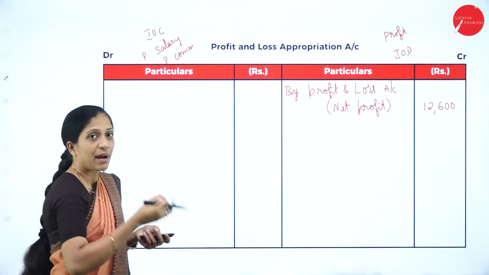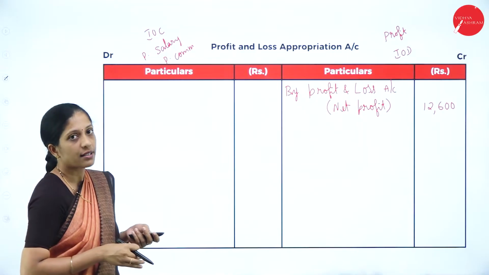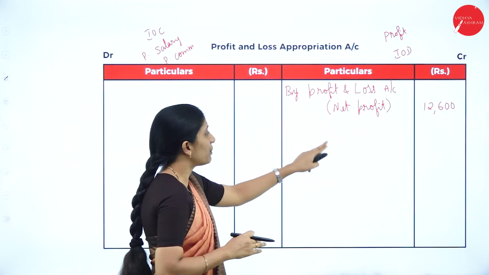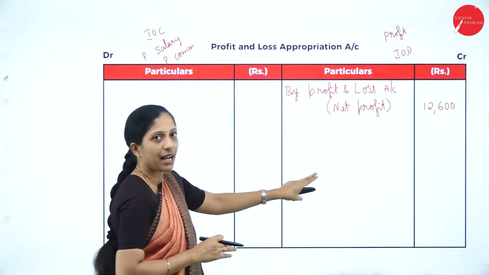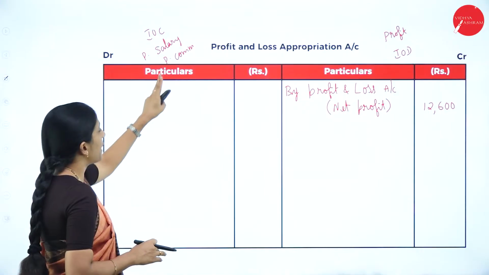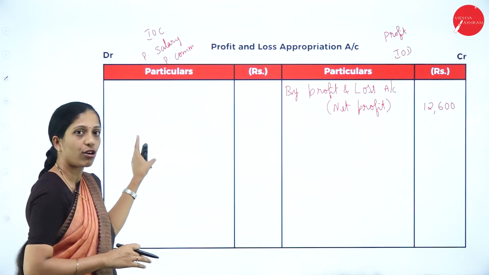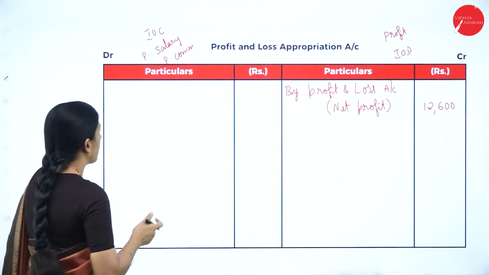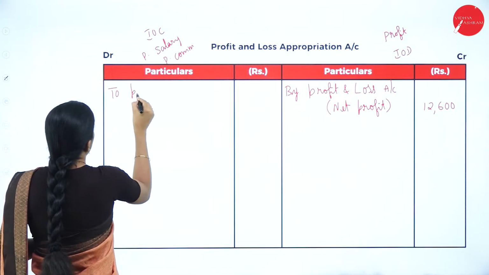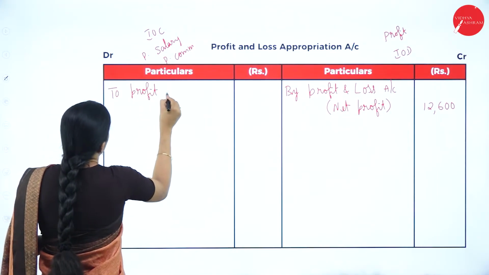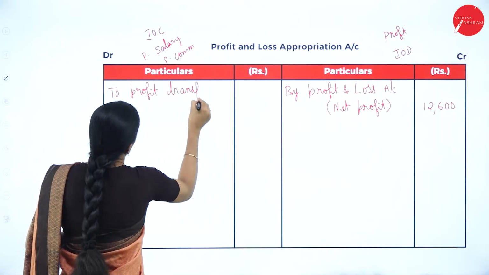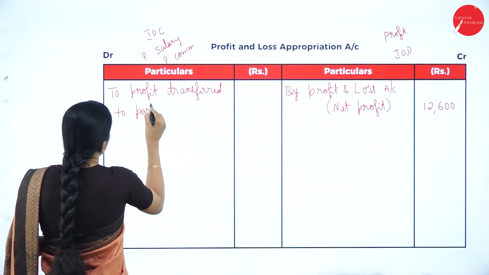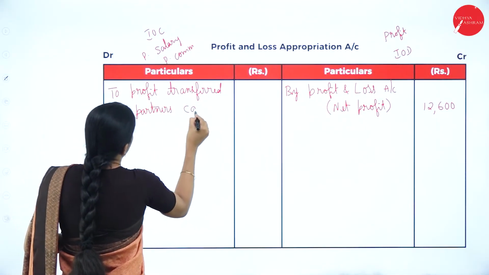So what you have to do? Now you have to balance, and the balancing figure will be transferred to where? Partners capital account. Since we don't have all these items, we have transferred the profit. We don't have interest on drawings, so it is blank like this. We don't have interest on capital, partner salary and partners commission, which have to be recorded in the debit side, so we will just transfer to partners capital account. So how do you write? To profit transfer to partners capital account.